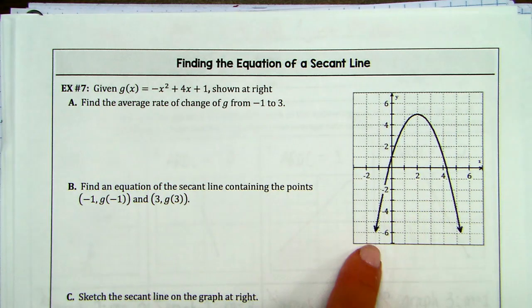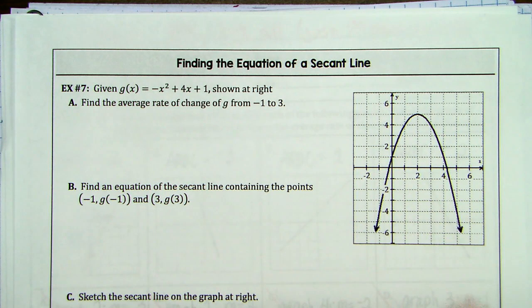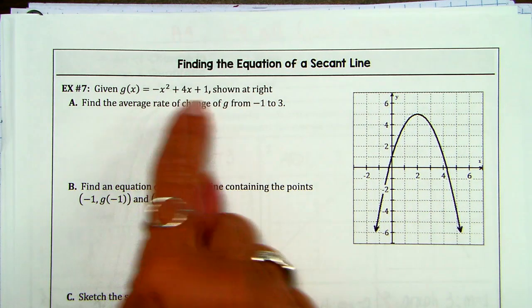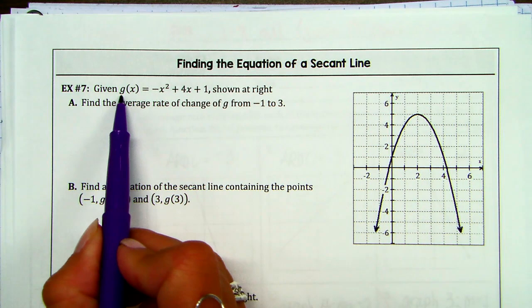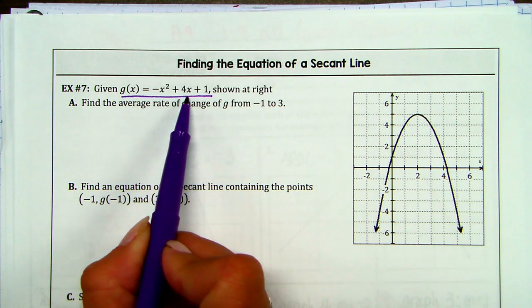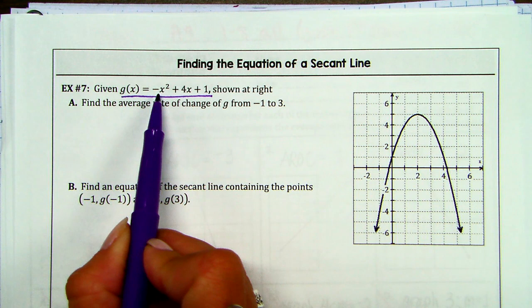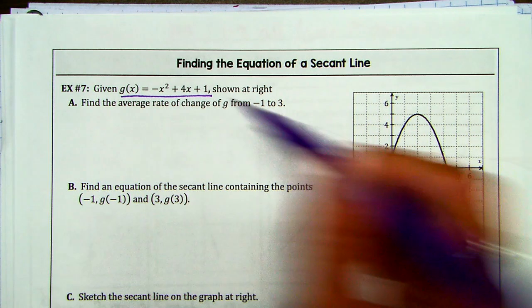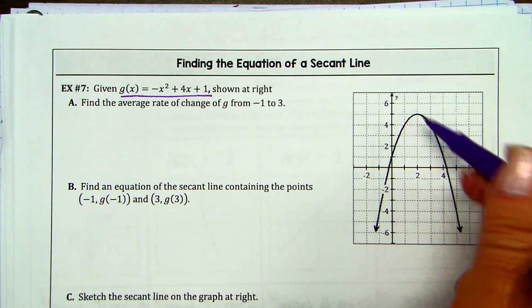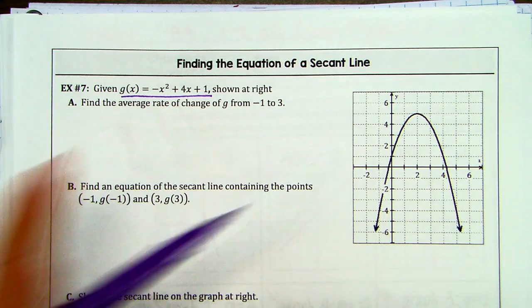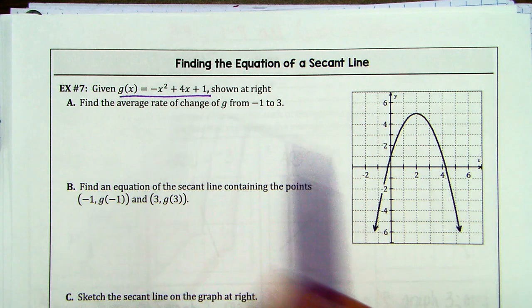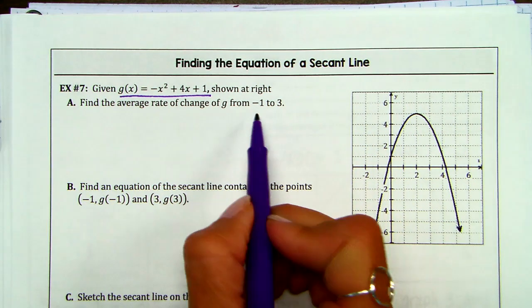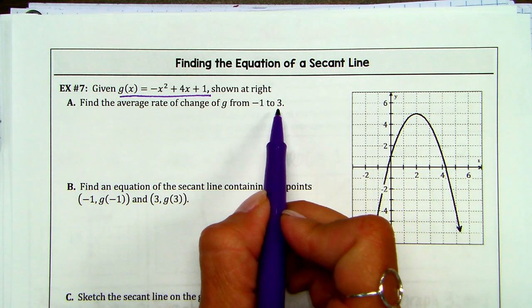Now, here we have another problem. We have the graph, and we have the equation, kind of like we just did with the line. The difference is it's a curve, okay? So let's look at the first part. Given this formula, negative x squared plus 4x plus 1, we probably know a little bit about this, right? X squared is a parabola. Since its a value is negative, it's opening down. So here's a picture of that algebraic equation. So what they want us to do is find the AROC of g, this is g, from -1 to 3.